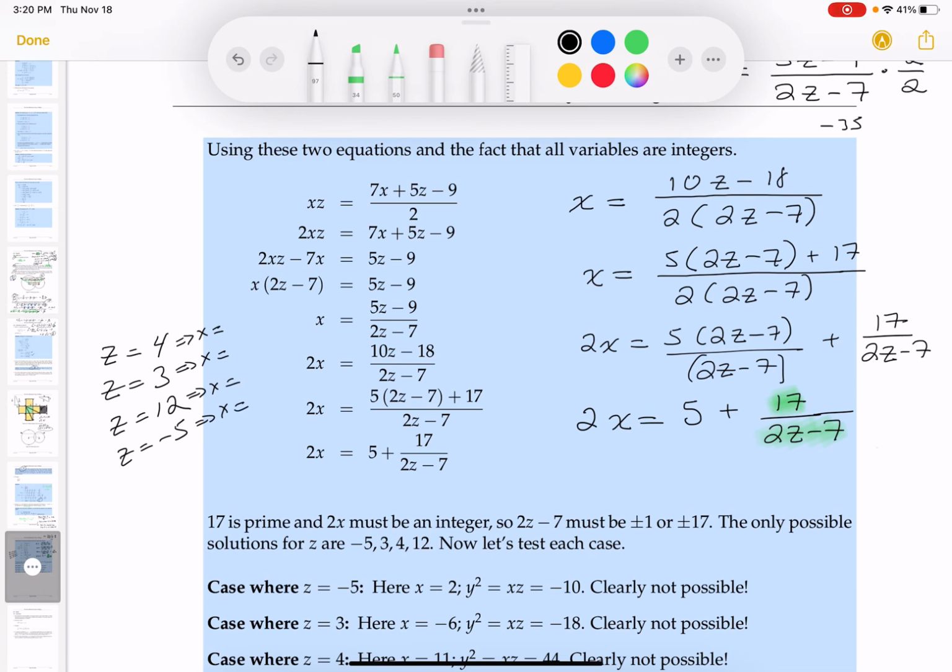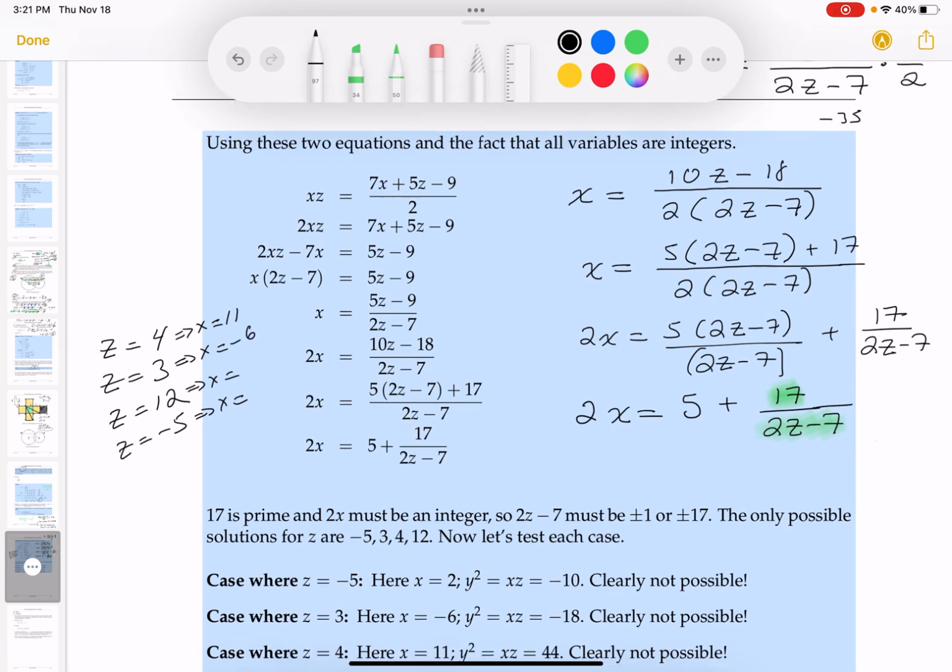Let's try 4 first. So what's 4 going to give you? Well, 2 times 4 is 8. 8 minus 7 is 1. So it's 5 plus 17, which is 22. So x would be 11. That's an integer. Let's try the 3 now. 2 times 3 is 6. 6 minus 7 is minus 1. That's minus 17. Minus 17 plus 5 is minus 12. So I get minus 6.